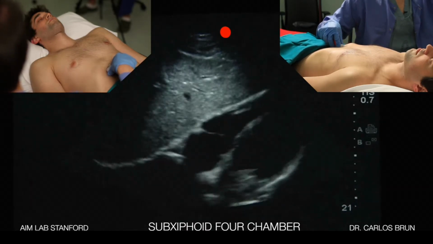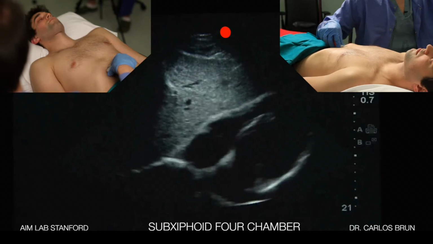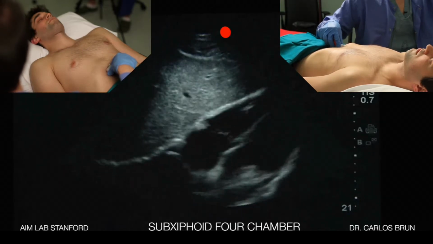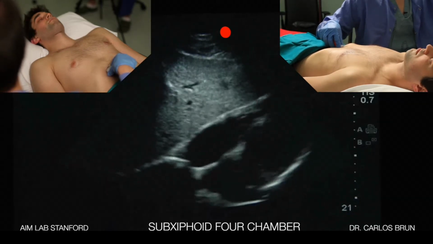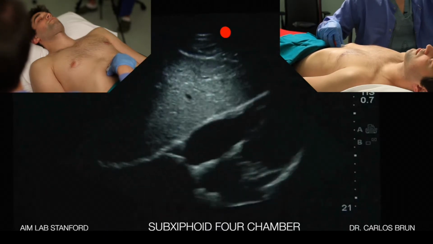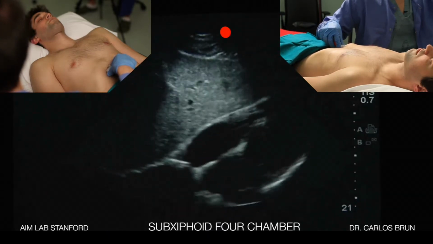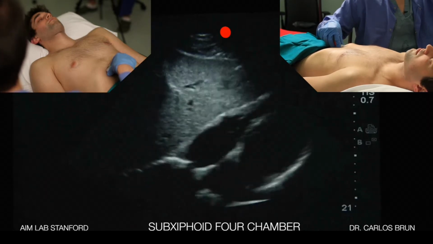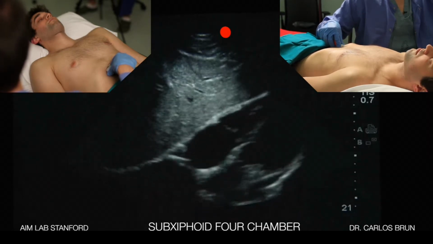The free wall of the ventricle, or the most superficial wall, is going to be contracting towards the septum, and that's a good sign. Finally, in this point, I can't really see the apex of the right ventricle. But for now, we have a good concept of the left versus right.